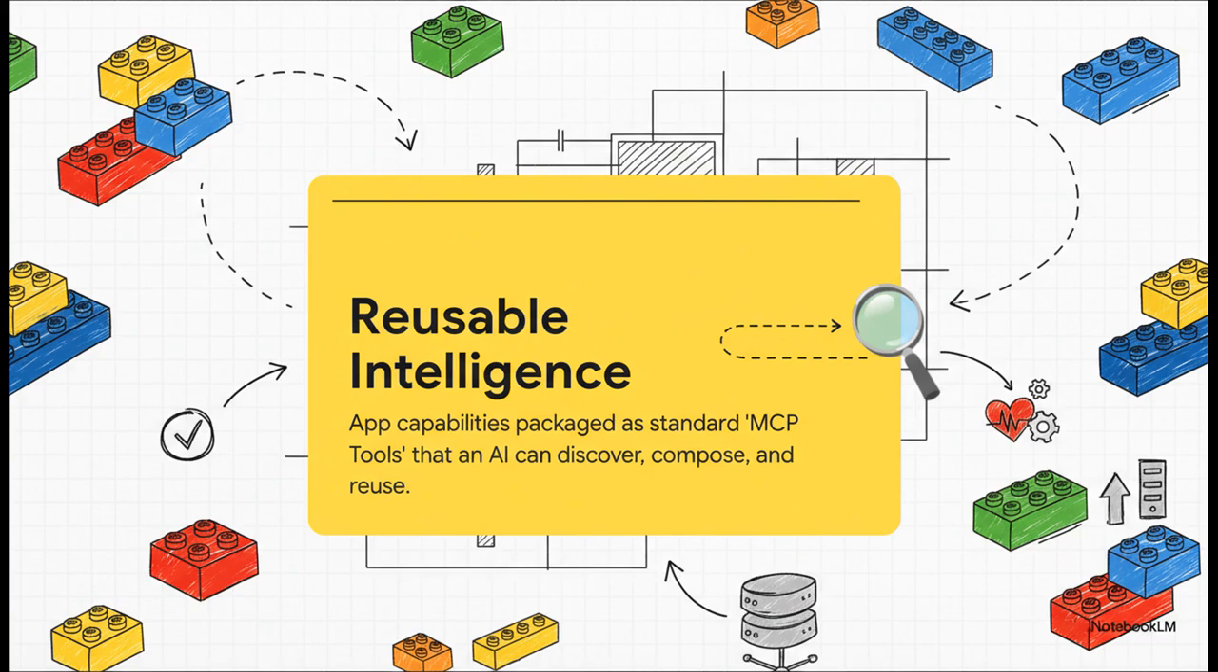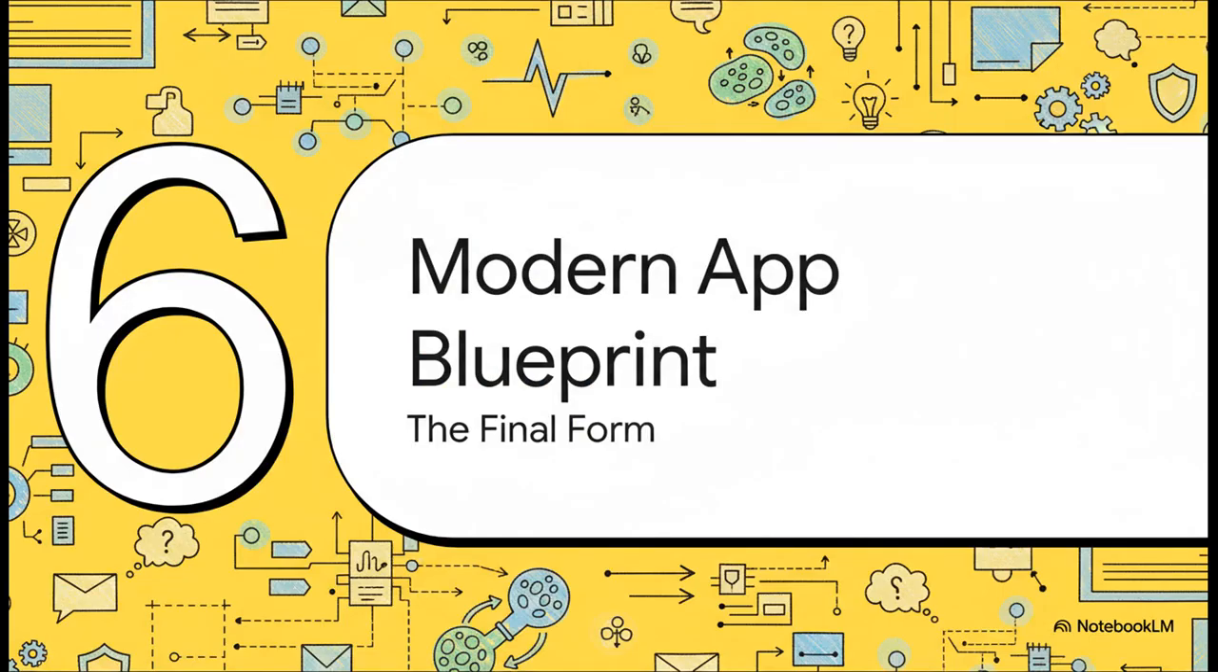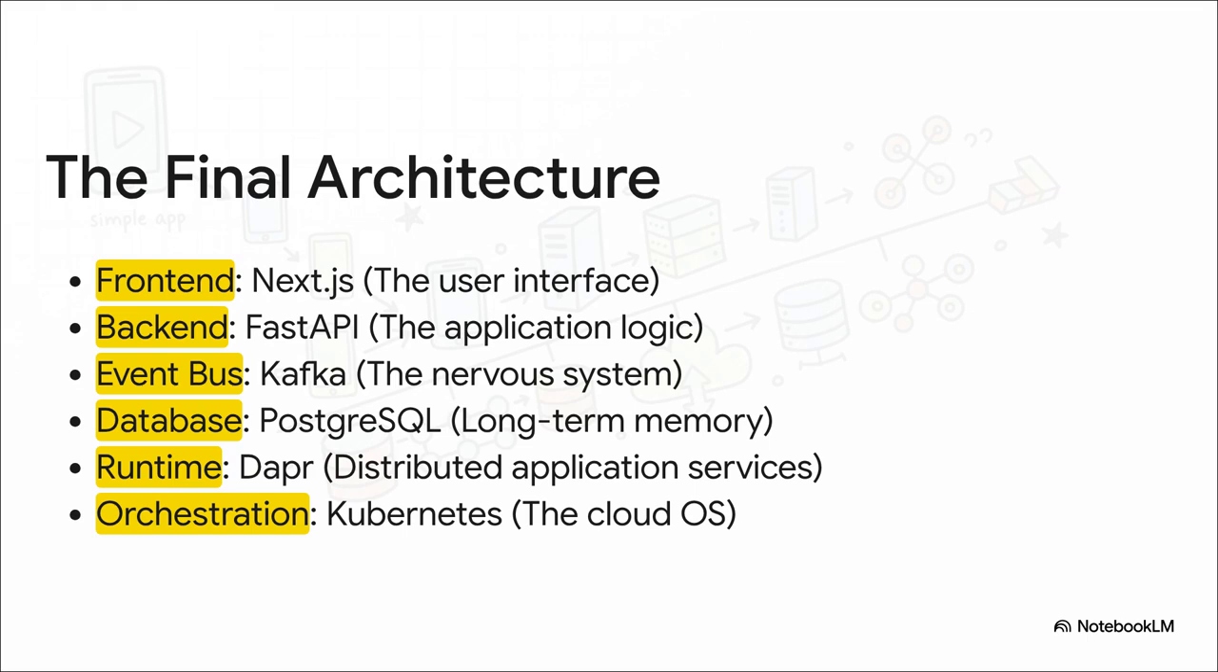So after all that evolution, from a simple little screen to a thinking, self-healing system, what does the final blueprint actually look like? And here it is, the whole shebang. You've got the user interface and the main application logic, sure, but now they're supported by this entire ecosystem. You can see the Kafka event bus we talked about, that's the nervous system. And you can see Kubernetes, the cloud orchestrator, managing everything behind the scenes. Every single piece here plays a critical role in the final intelligent system.